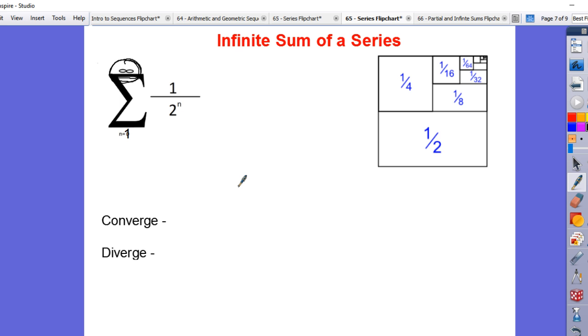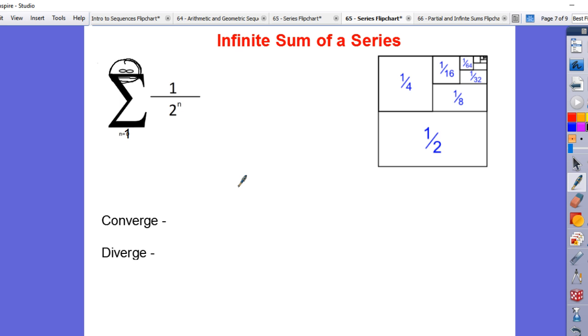So n is 3. 1 over 2 to the third is 1/8. I get an additional 1/8. 1/16. 1/32. 1/64. Right? And if I get infinitely close to the wall, my distance traveled becomes 1. Because 1/2 plus 1/4 plus 1/8 plus 1/16 plus 1/32 plus 1/64, I keep on adding smaller rectangles, but if I add an infinite amount of rectangles, I get infinitely close to 1, which means I converge to 1.